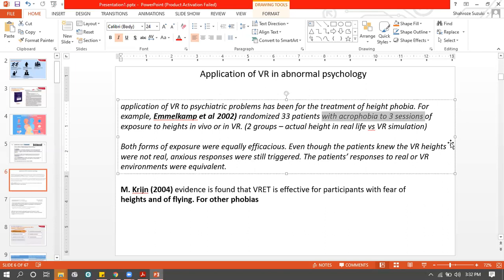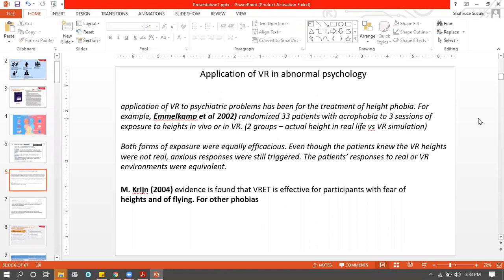Apart from that, there were also people who experienced height situations in real life. In one proportion, you have people who actually go to high places, and in the other proportion, people who go to high places in their virtual reality simulations. He found that both types of exposure were effective. What's more interesting is that even though people in the VR condition knew it was fake, a software simulation, artificial, their responses were real. The fear they felt was real fear.